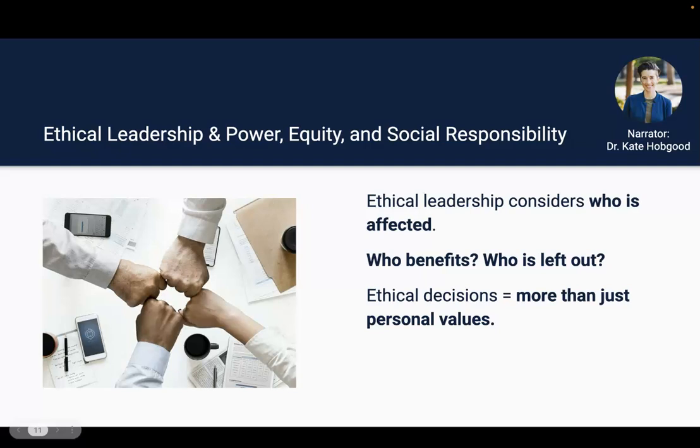Ethical leadership also isn't just about your values. It's also about how our decisions affect others. And so we'll also talk about power and social responsibility this week. Whether leading an organization or conducting research, you might also ask, who benefits? Who benefits from this work? Who benefits in this organization? Who benefits from some of these decisions?